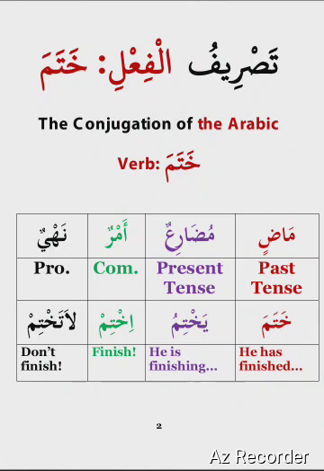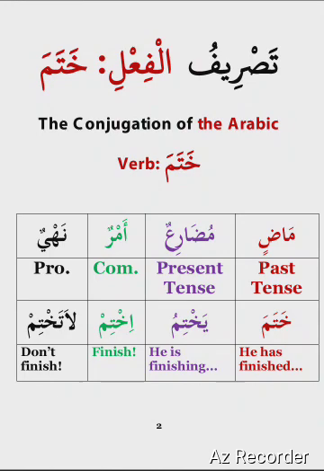The amr is ikhtim. Ikhtim, which means finish, commanding a single male person. In case you are commanding a single female person, you should say ikhtimi, by attaching yaa to the last letter. And once yaa is attached, the letter before it must take kasra. Ikhtimi, finish, commanding a single female person.